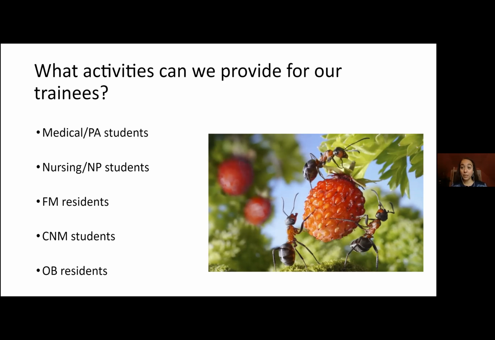I think we do have a lot of learners. We have PA students, medical students, midwifery students, nursing students, family medicine residents, and OB residents, all on a community labor and delivery unit. And students change sometimes every 6 weeks, residents every 8 to 10 weeks, and some residents are just there for a month. So there's a lot of turnover.